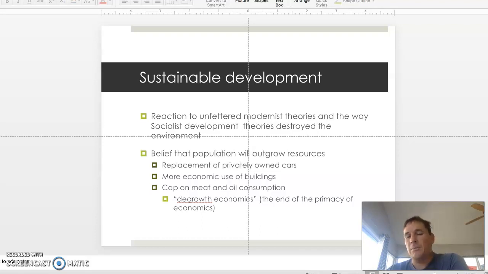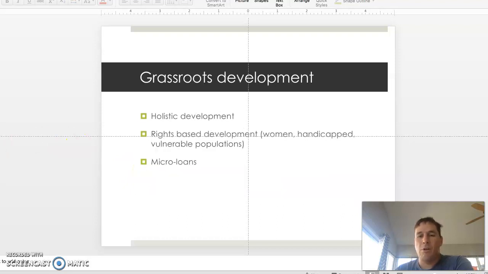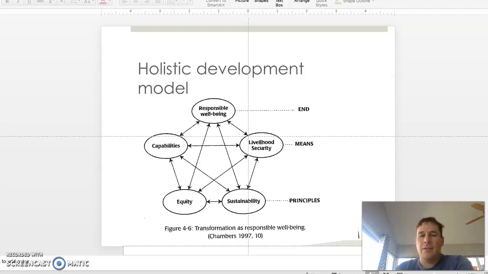And so sustainable development looks for some other alternative for privately owned cars, for water supply, for electric supply, a cap on meat and oil consumption, because meat is tied to high carbon footprint. And so there's degrowth, a degrowth view. Now we're going to look at some grassroots models. There's the holistic view or the transformational development view, and then there's rights-based views, which instead of looking at economic development are looking at specific groups of vulnerable populations. And then we'll look at microloans.